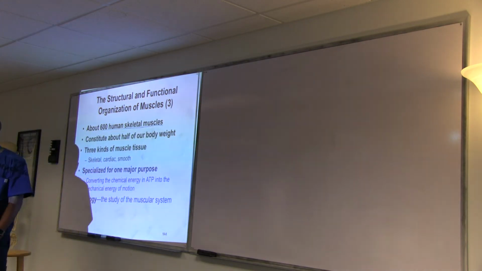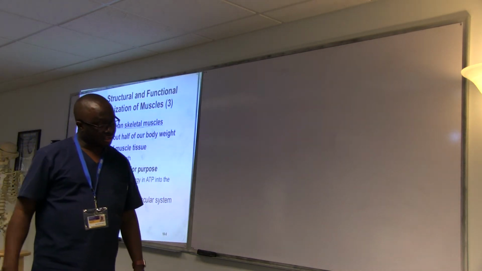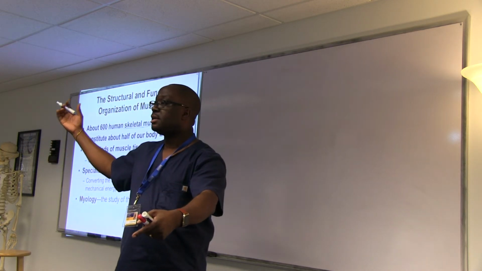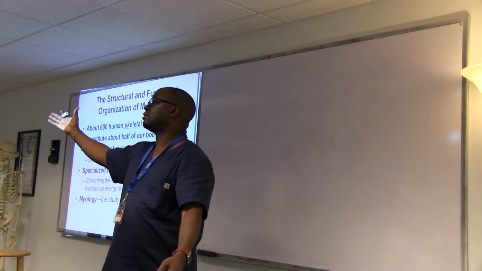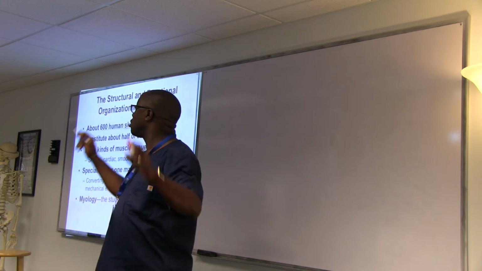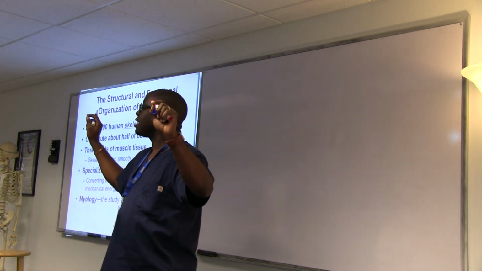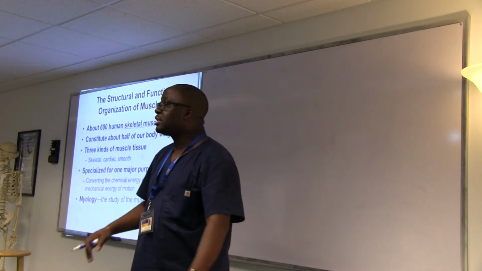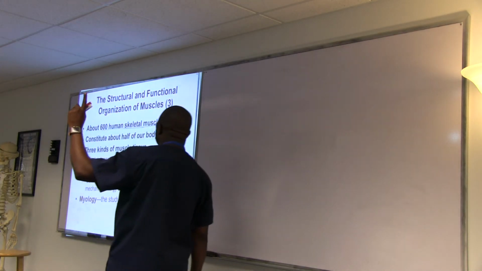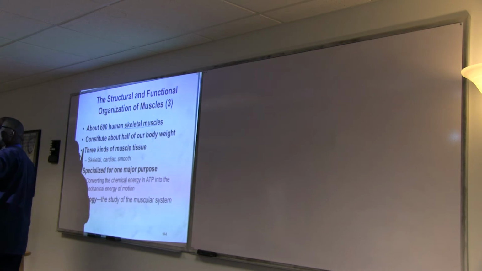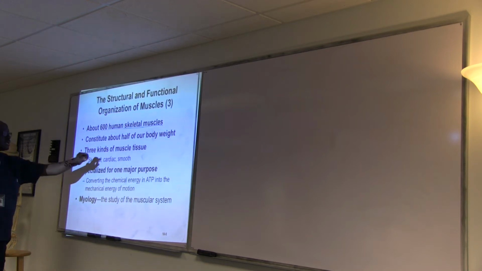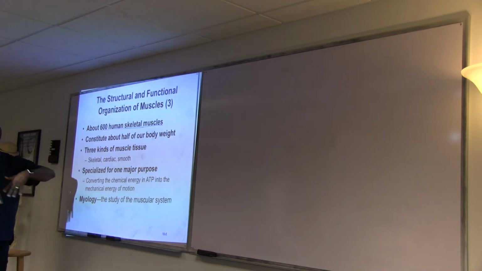What are the 3 types of muscles? Skeletal, cardiac, and smooth. Where do we find smooth? In the internal organs. What is another word that we use for internal organs? Viscera. I know they are deep inside, but viscera. So the 3 kinds: skeletal, cardiac, smooth. We're dealing with skeletal right now, majorly.